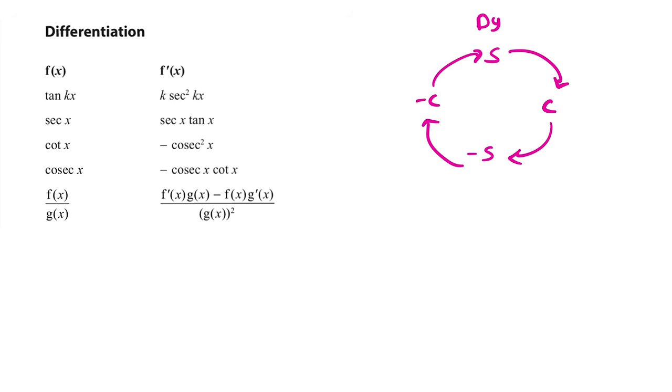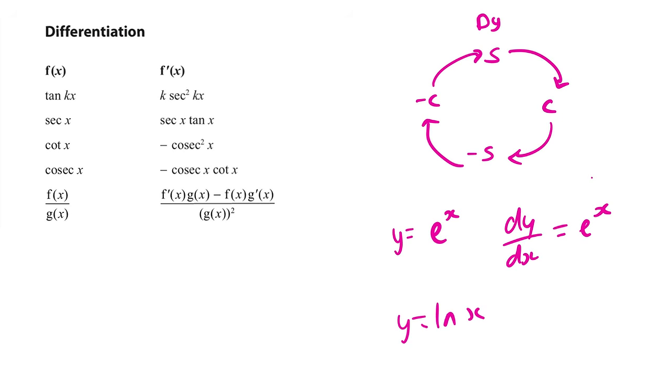Then what we have to look at now is e to the x. E to the x differentiates to e to the x, okay? And then if y equals ln x, that differentiates to 1 over x, okay? So these are a few things that we definitely need to know. The only thing that happens is when we start getting our k's here, like sine of 4x, this is where the chain rule comes in.